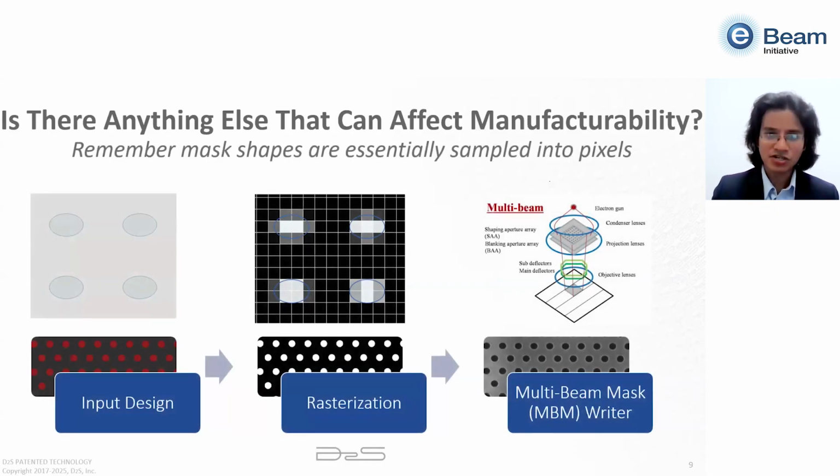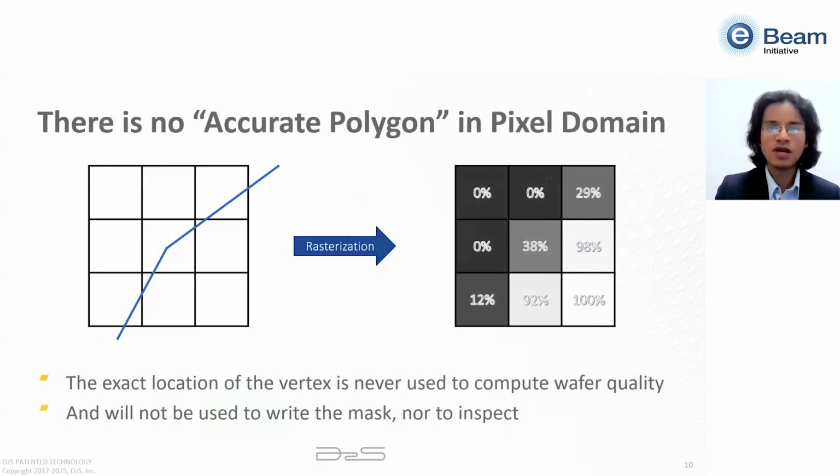Well, remember, mask shapes are essentially sampled into pixels. You have an input design, you rasterize it, and you then write it with the multi-beam mask writers. These are for all the leading edge masks. You have to write it with a multi-beam mask writer, so it has to go through the rasterization process because multi-beam mask writers only write with pixels. And there is no accurate polygon in the pixel domain. The exact location of a vertex is not really used in computing the wafer quality, or for mask inspection, or even to write the mask.